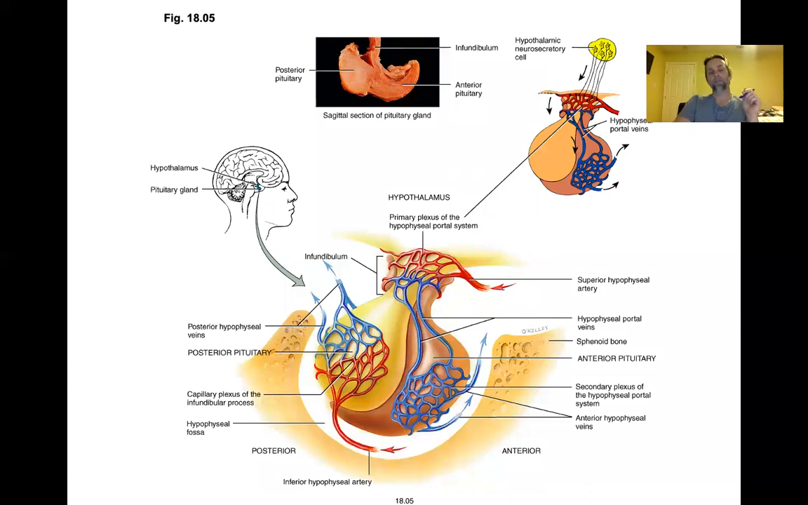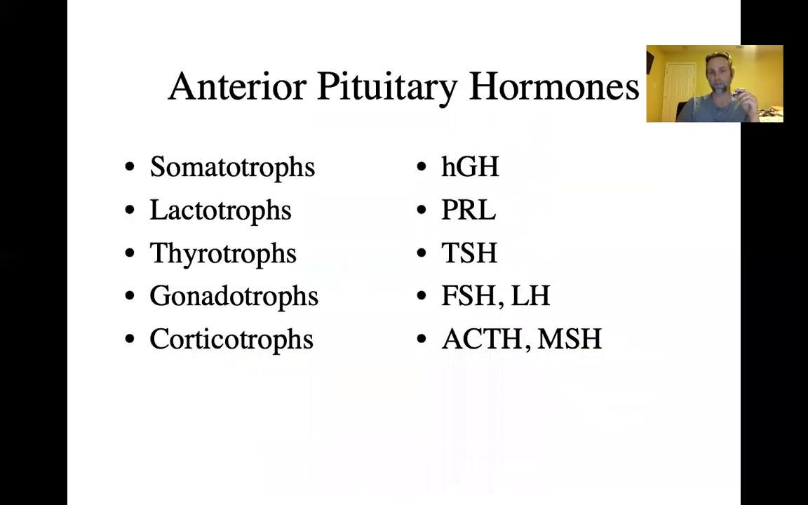You're gonna have to know the hormones that the anterior pituitary makes. There's 7 of them. You're gonna have to know the 2 that the posterior pituitary holds. On this slide, this is showing you the 7 hormones right here. All 7 hormones. These are the cells that make them.